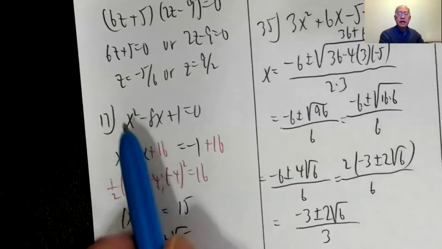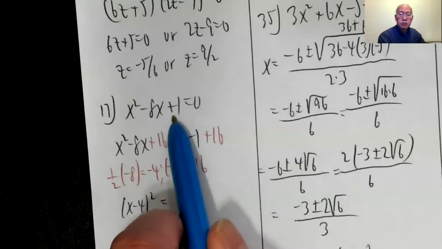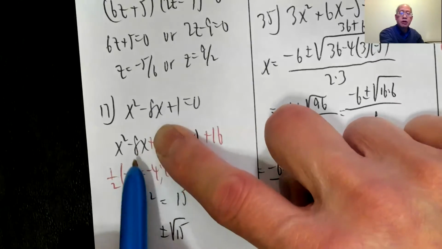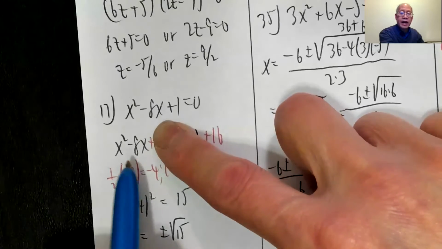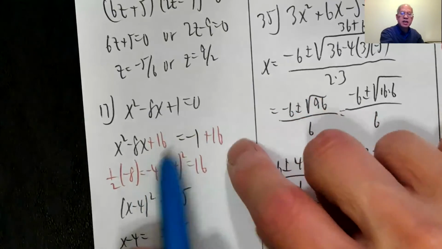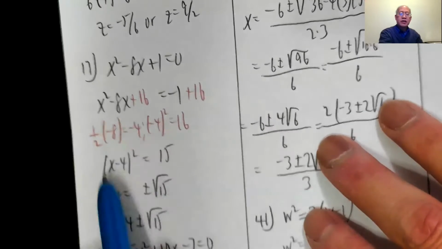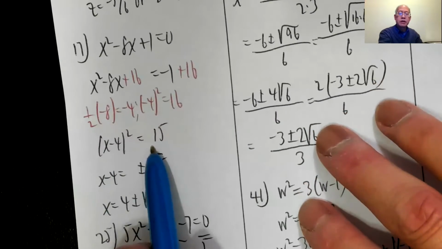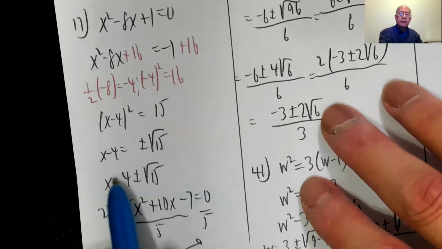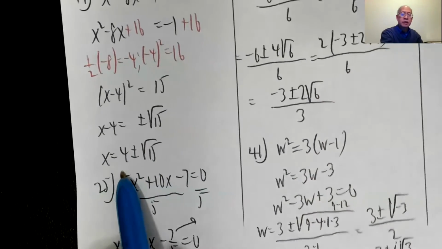Okay, this one is by completing the square. So first remove the 1, subtract 1. Then completing the square means take half the coefficient of x and square it. You might recall that from your elementary algebra. So half of negative 8 is negative 4. Square it, you get 16. So I add 16 to both sides. This factors into (x minus 4) squared is 15. Then by the square root property, x minus 4 is plus or minus radical 15. Add 4 to both sides. x is 4 plus or minus radical 15.